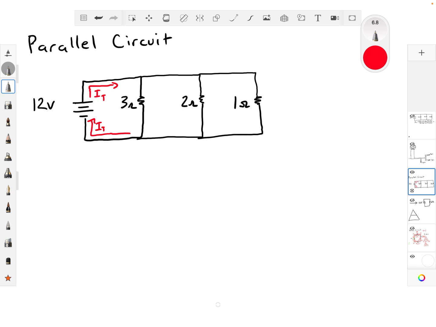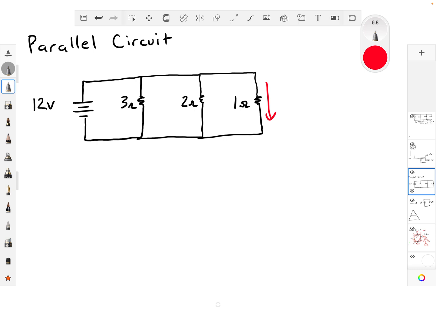Once this total current hits this node, a node is just where wires come together, so once it hits this node, then it splits into two, right? So we're going to figure all that out. So let's talk about it here. So there's two ways to do it. I'm going to show you both ways, but the easiest way that I like to do it for parallel circuits is just find the branch currents. So can we find the current in this branch right here?